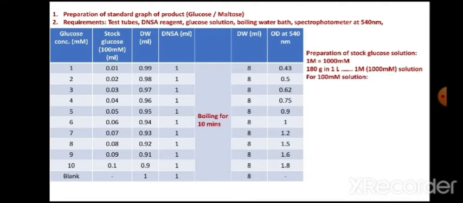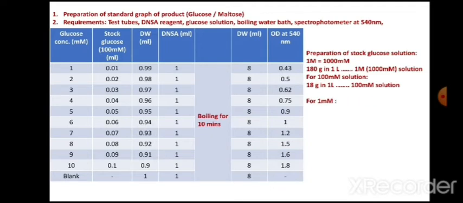Then in order to prepare 100 millimolar solution, what we can do is take 18 grams of glucose in 1 liter, dissolve it, that will result into 100 millimolar solution. Very simple. And this solution will be used for making solutions of strength 1 to 10 millimolar. How to do that?